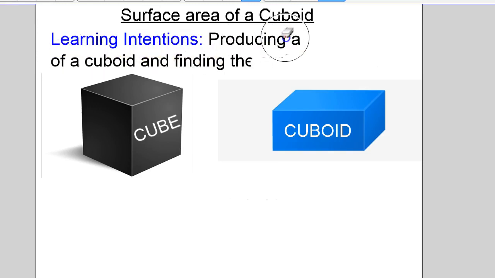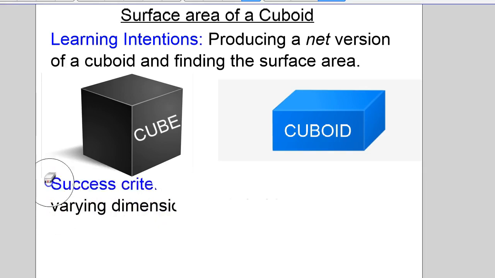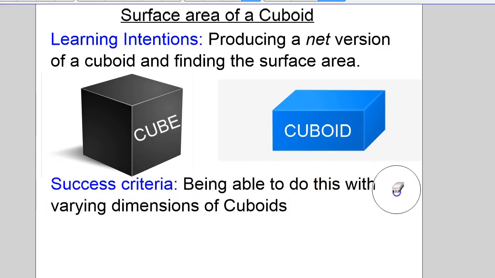Learning intentions: producing a net version of a cuboid and finding the surface area. Okay, so that's what we'd like to learn how to do. And so the success criteria is being able to do this with varying dimensions of cuboids. Okay, so different shapes and sizes of cuboid.